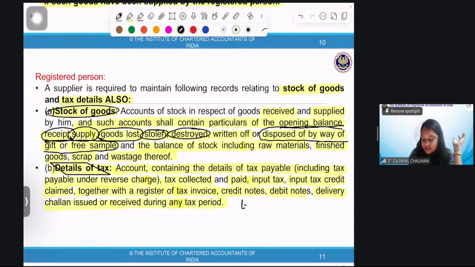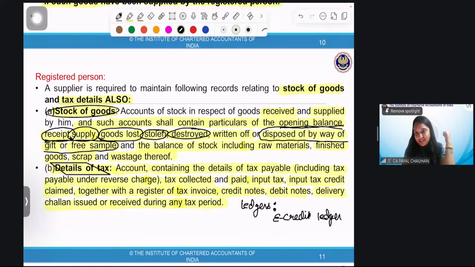Bit out of the chapter, but I'll ask you. How many ledgers are there in GST? Three, two, we have. Can I say E credit ledger? Then do we have anyone else? E. Very good. I'm getting the answers. E cash ledger. And what is the third one? What is the third one? Debit ledger is not there, beta.